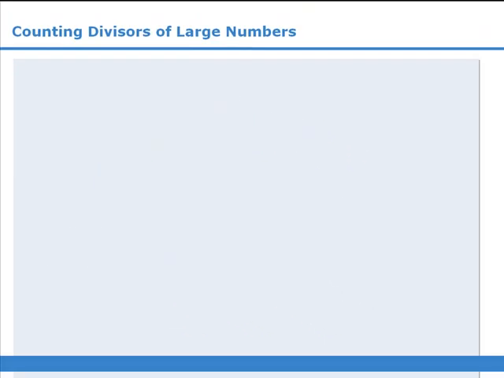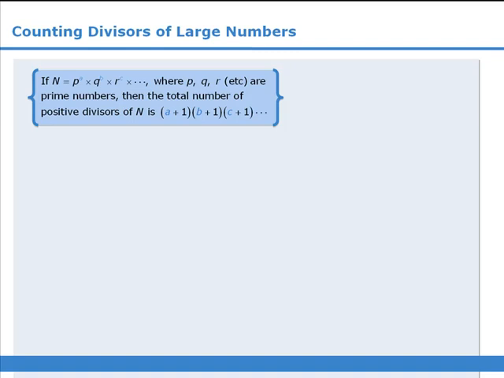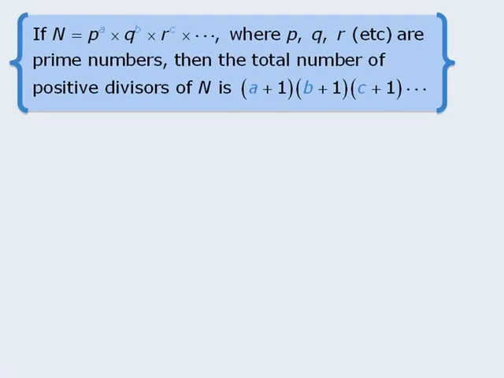Okay, now let's generalize. If n is equal to p to the power of a times q to the power of b times r to the power of c and so on, where p, q, r, and so on are prime numbers, then the total number of positive divisors of n is equal to a plus 1 times b plus 1 times c plus 1 and so on. Notice that this technique requires us to find the prime factorization of the target number.